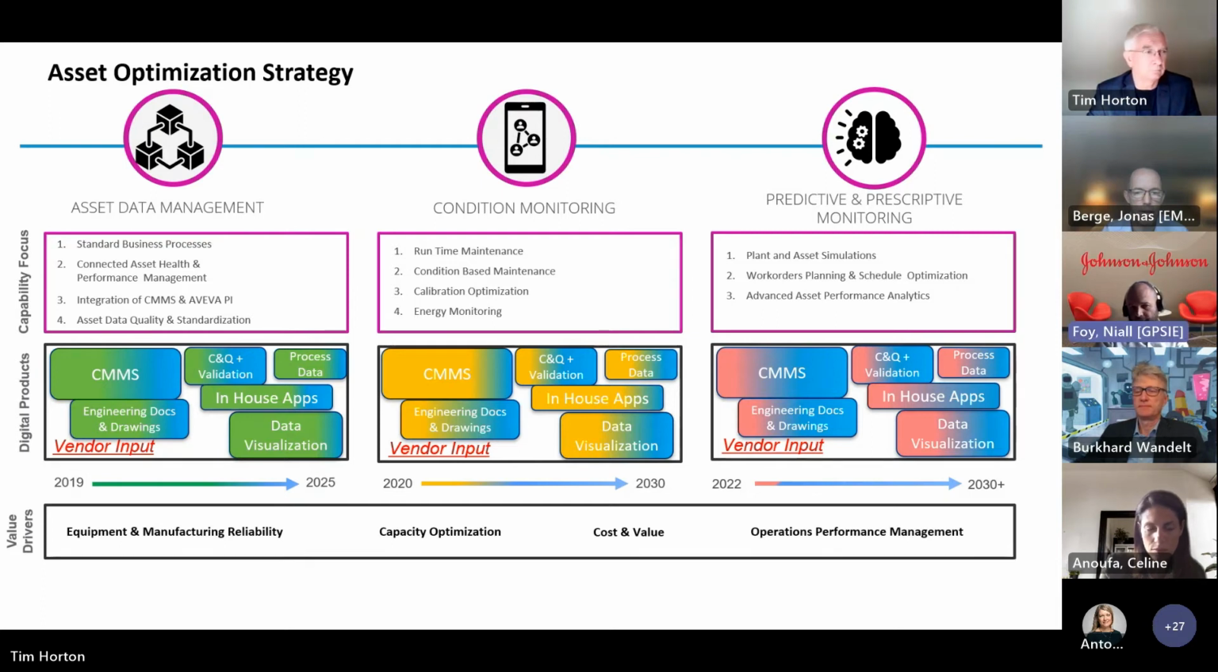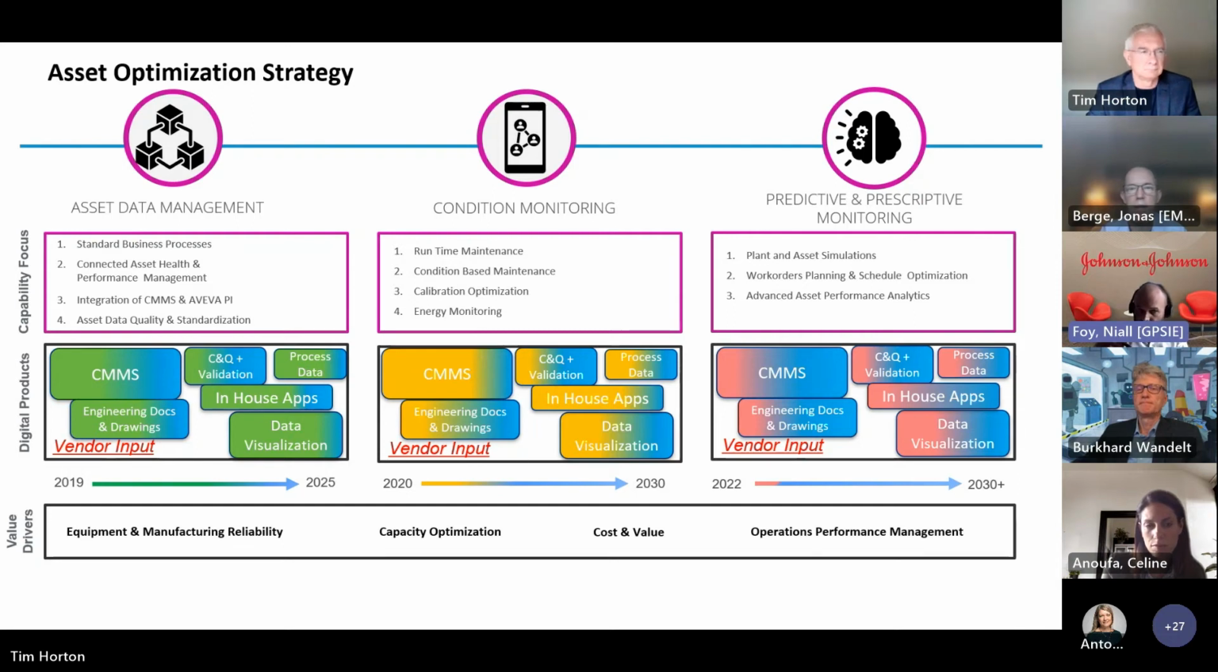If you read the slide from left to right, you'll see the maturity that I'm trying to display here. So the colors green versus blue, yellow versus blue, and pink versus blue. And you can see where we are in our maturity in those specific columns. So 2019 to 2025, that's the journey for asset data management. Our journey for condition monitoring, 2020 to 2030. Predictive and prescriptive, 2022 to 2030 plus. So that's an evolving concept for us.